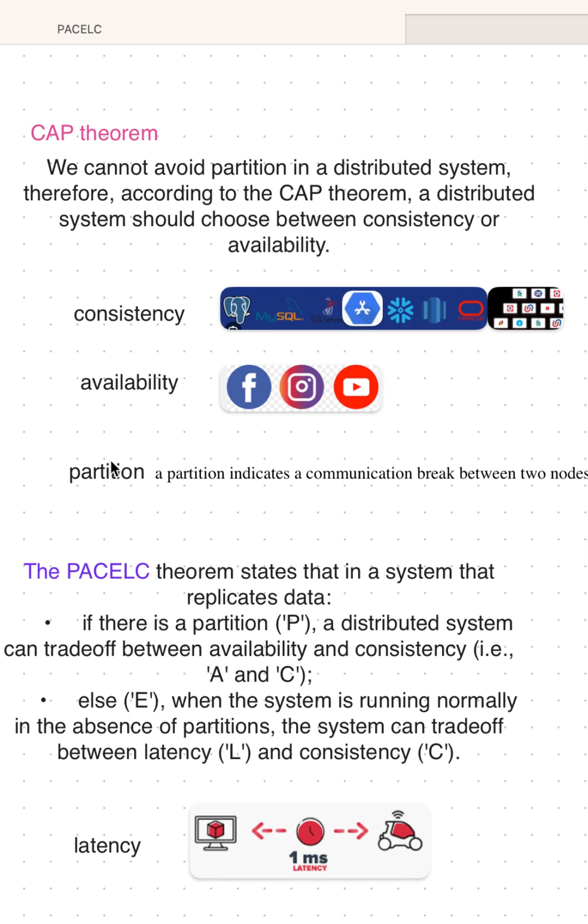That should be available. And partition indicates that there is a communication break between two nodes. Partition is simply a network issue: if two nodes have no communication because of some network issue, then it is a partition.